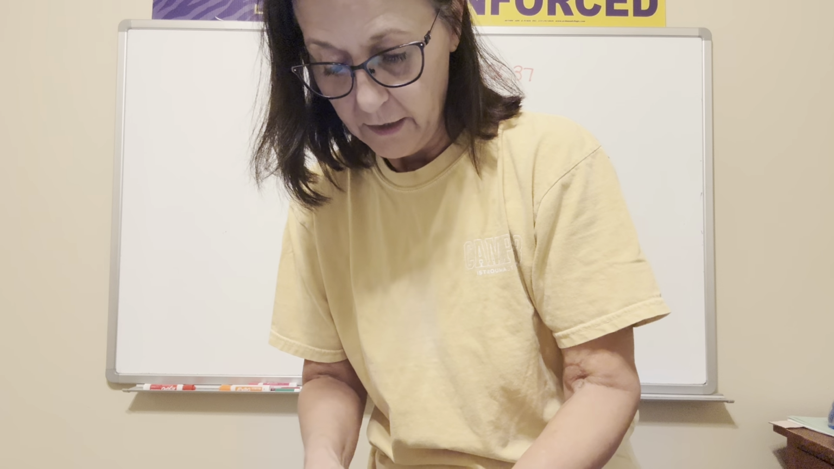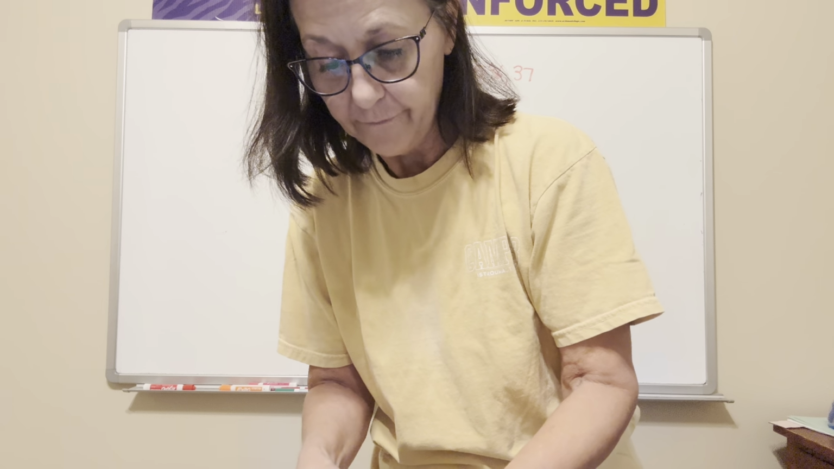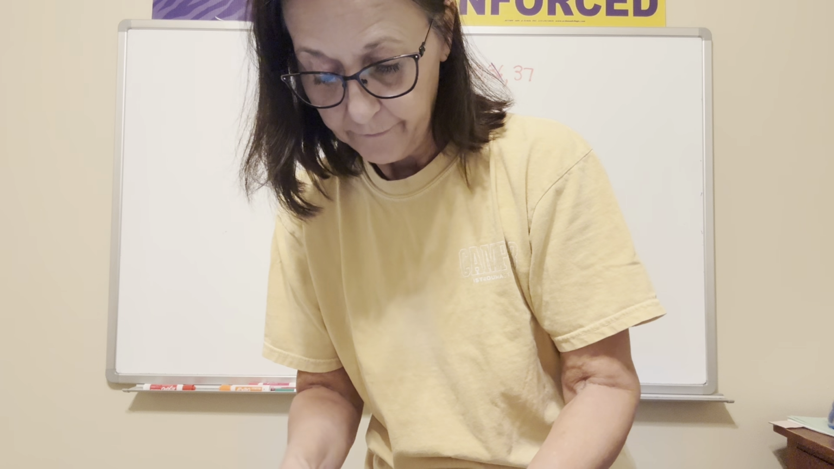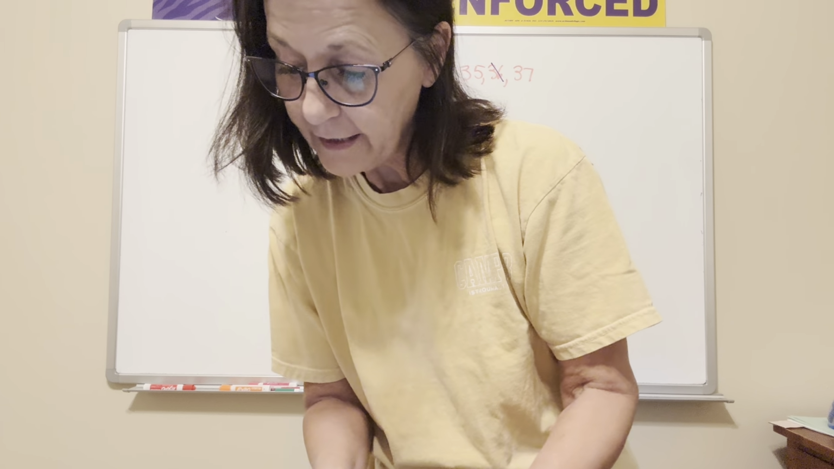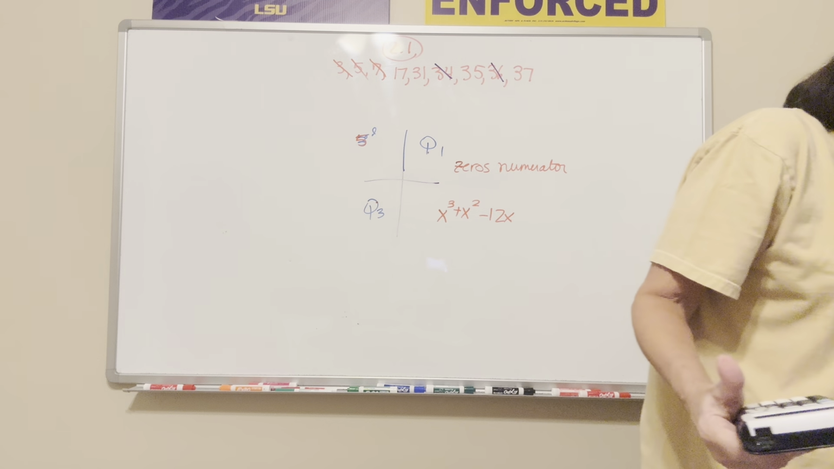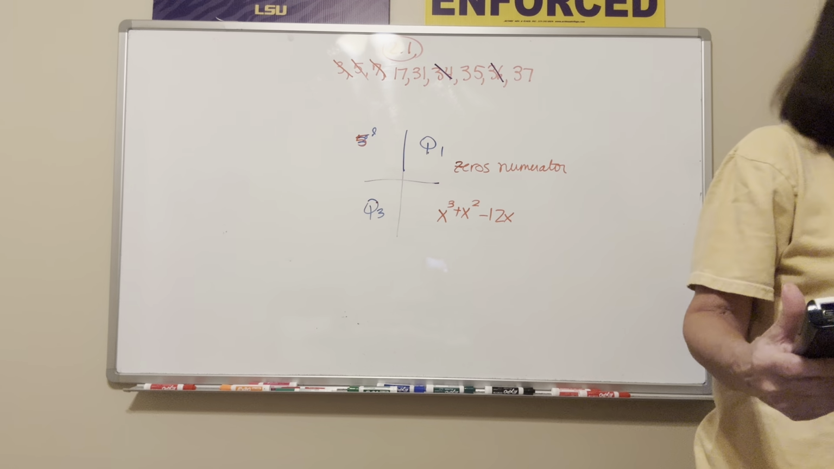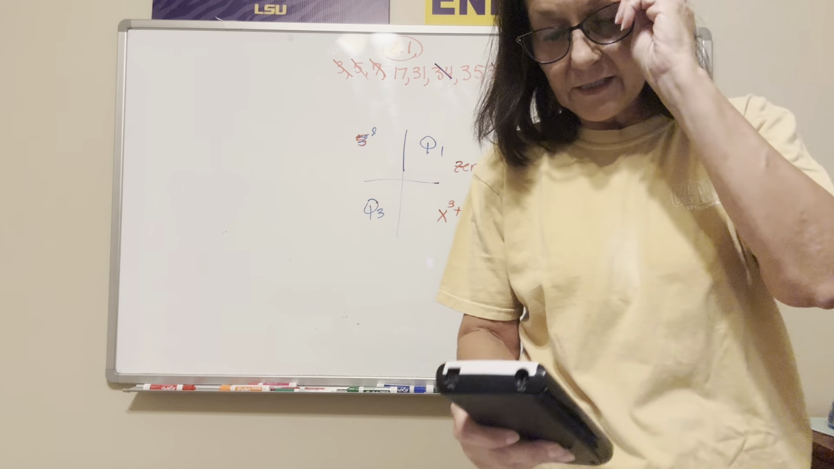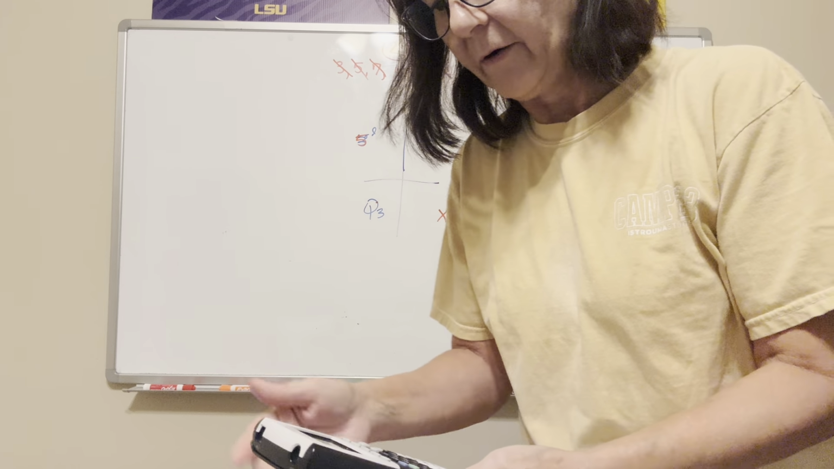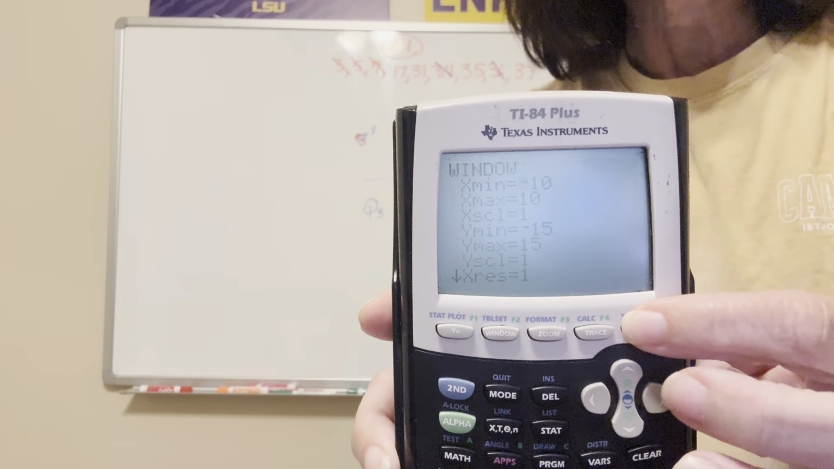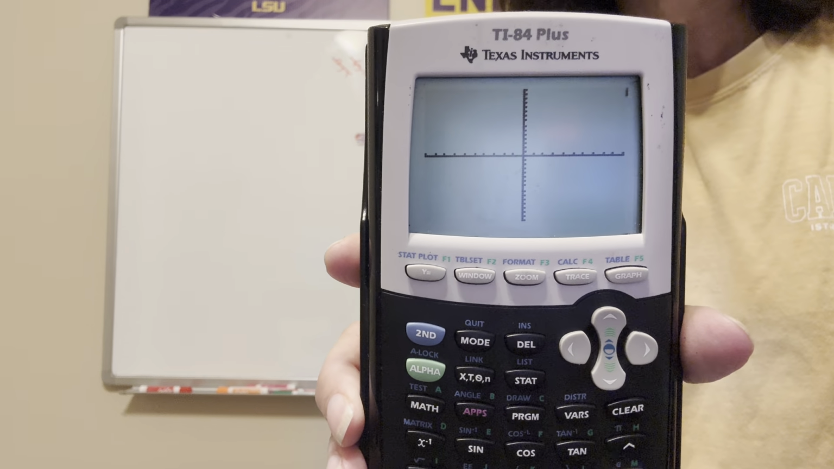Okay. So clear out what I had. 2x to the 5th minus 10x plus 5. All right. My initial window, I'm going to make negative 10 to positive 10. Okay. That's where I always start. Well, it's negative 10, positive 10, negative 15, positive 15. Then I'm going to graph it. Let's see if we see it.